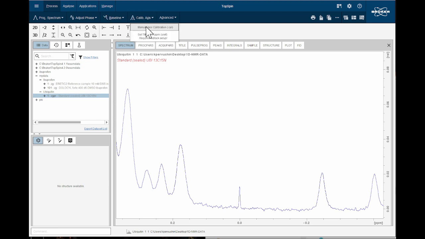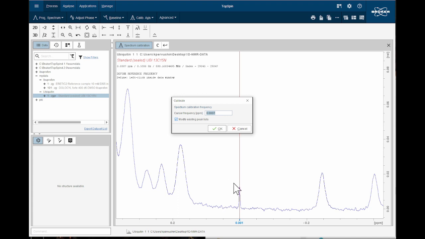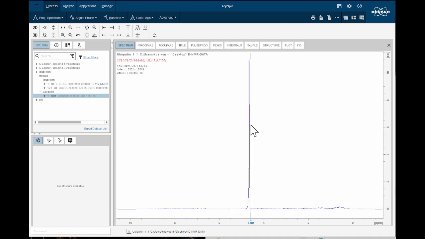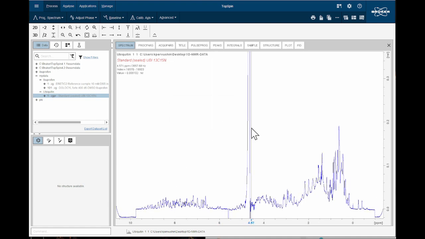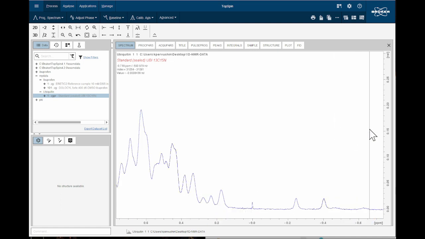So I go to calibrate axis, manual axis calibration. So I click here on the line, and then it asks what the frequency is here. For DSS it's 0 ppm. So I put it to 0 here. Yep. So now my spectrum is fully calibrated, and now I can determine concentration by integration.